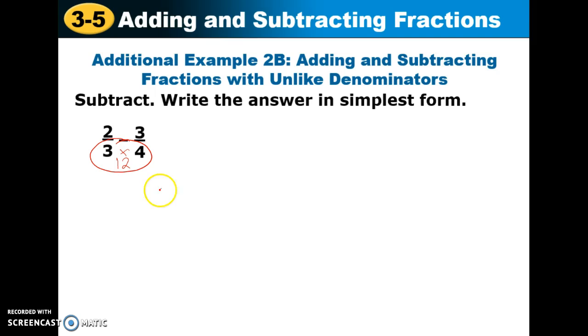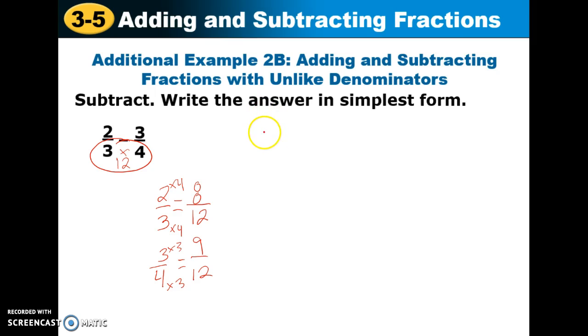So I have 2/3 and 3/4. I'm going to write equivalent fractions with 12 as my denominator. Okay? 3 times 4 is 12. So I have to do the numerator by the same to make it equivalent. 2 times 4 is 8. 4 times 3 is 12. 3 times 3 is 9. So now I have equivalent fractions with common denominators.